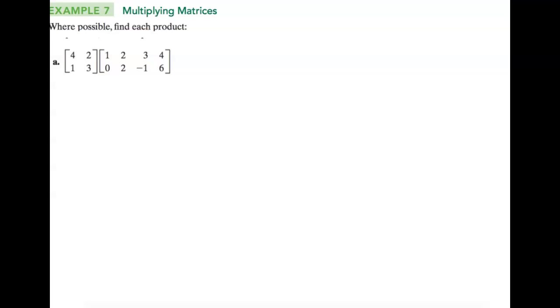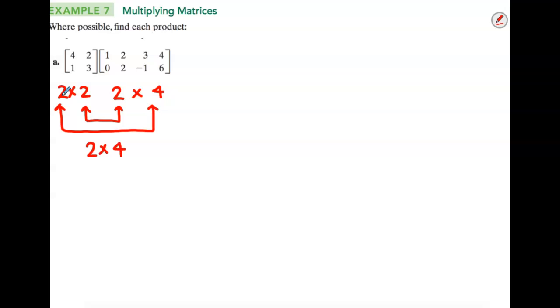All right, this is a continuation of multiplying matrices together. So what we have in this first example, A is a matrix that's 2 rows by 2 columns, and then matrix B is 2 rows by 4 columns. So let's check to make sure we can multiply them together. The inner numbers are the same, so your output is going to be a 2 by 4 matrix. So we're ready to multiply.